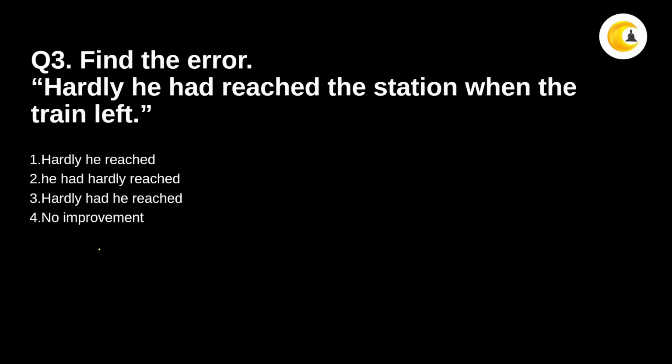All right. So moving ahead to the next question. Similarly, just find the error in the given question. You have 20 seconds to do it.